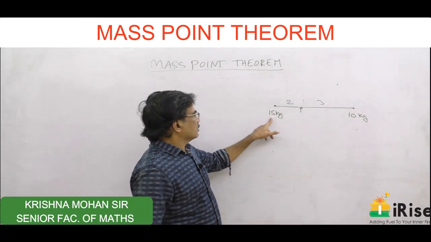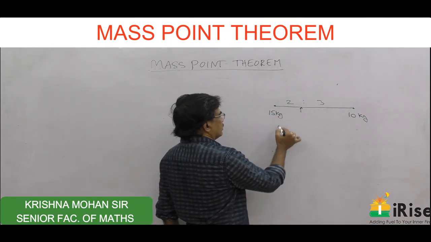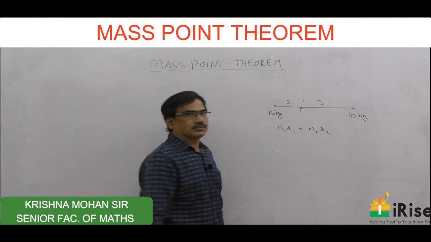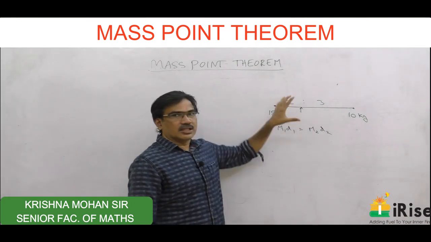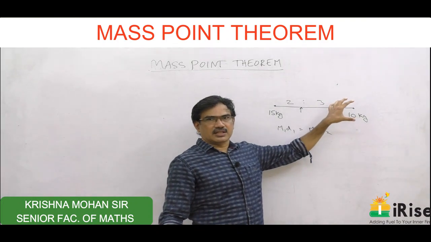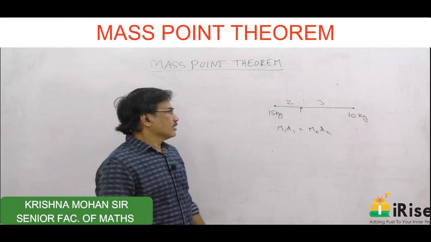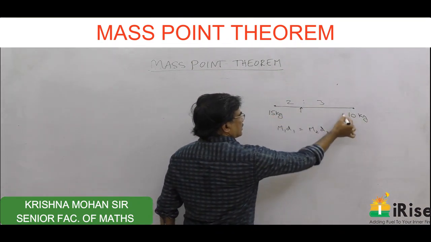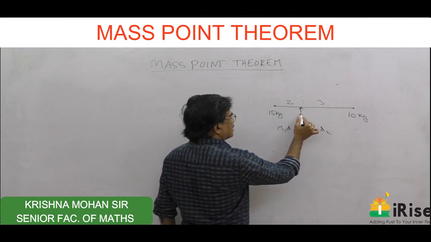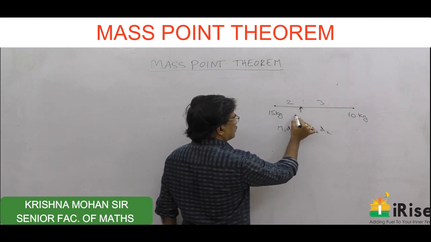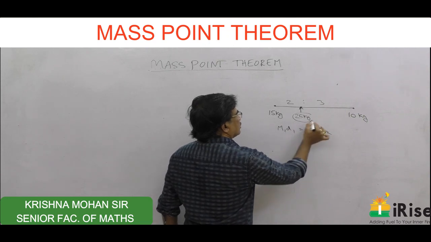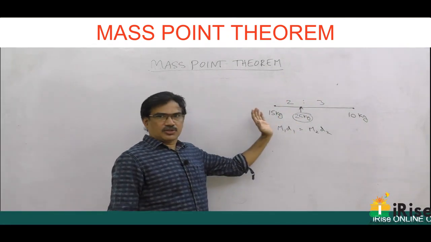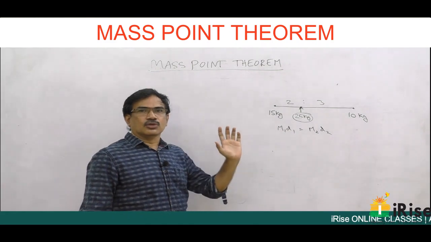If this is M1, this is D1, then M1 into D1 is equal to M2 into D2. So this is the importance of a physics related concept to geometry. So how to use this one? Here, the total weight, 15 kg plus 10 kg, that is 25 kg, acts at the balancing point. So I want to use this concept related to triangles.